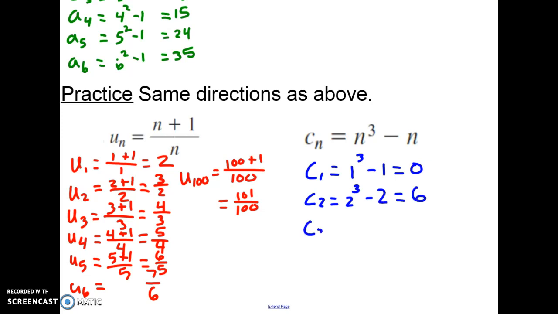Okay. c of 3, so 3 to the third minus 3. So 3 to the third would be 27. 27 minus 3, that would be 24.